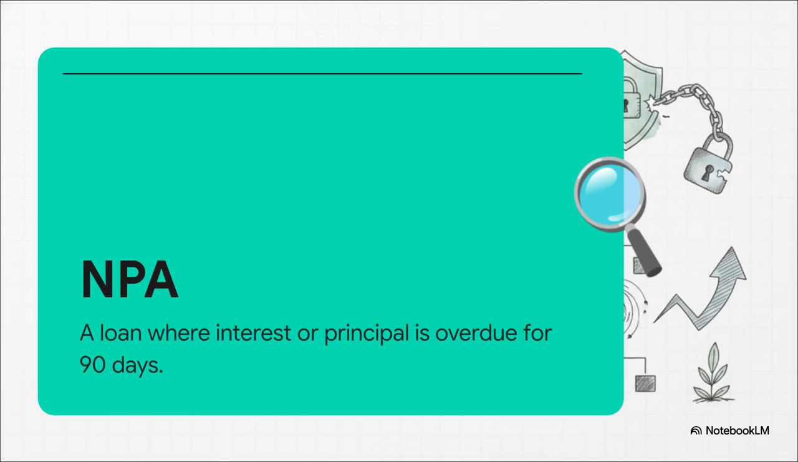The very second a loan hits that 90-day mark, it is officially classified as an NPA, and a massive penalty kicks in. The bank is legally forbidden from counting it as earning interest. The asset is just dead weight. And this is exactly why the NPA classification is so devastating. It instantly stops the money-making engine right in its tracks.